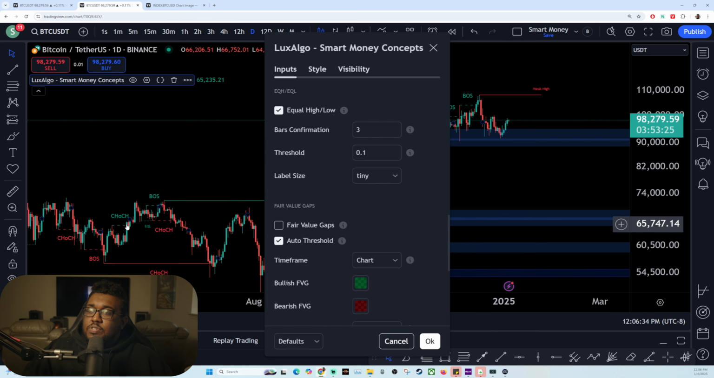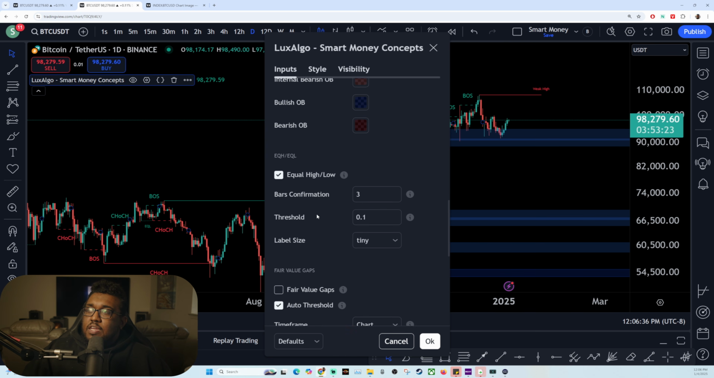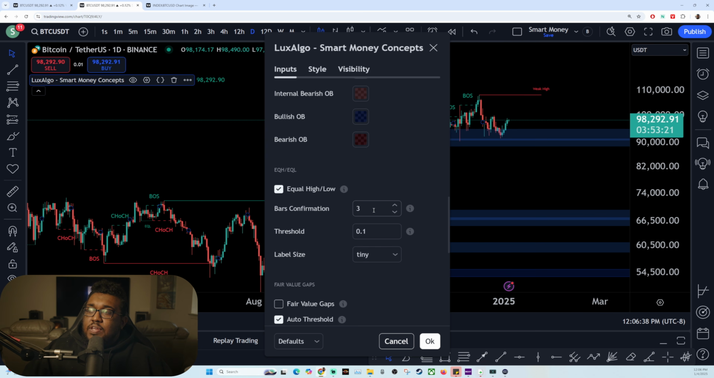Basically, it just gets rid of those equal high lows, the support and stuff like that. You guys can turn it on and off. If you guys want to have more confirmation for a stronger signal, you guys can always pop this up to 5, and it'll get rid of a lot of them, and it'll just show you guys the most potent ones, if that makes sense.